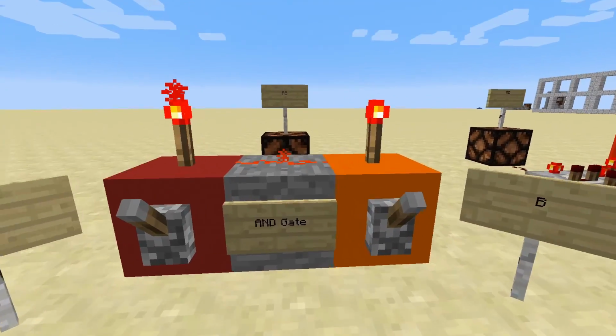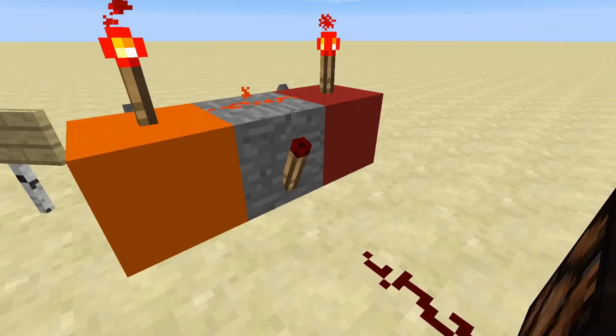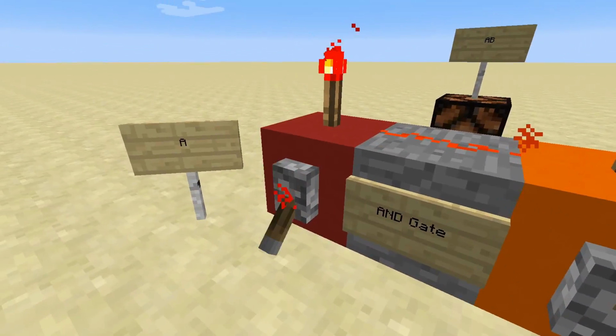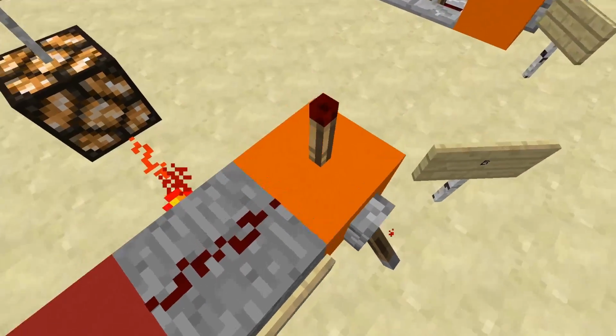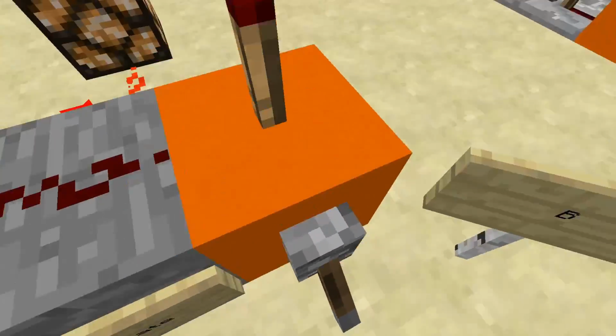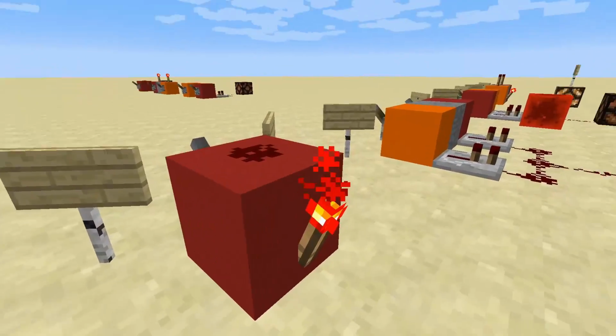We actually already made an inverter in our AND gate. By having a signal turn off a redstone torch, we create an inverter. Remember, if a redstone torch receives power on top of it, it shuts off. Here's the completed design of the inverter.